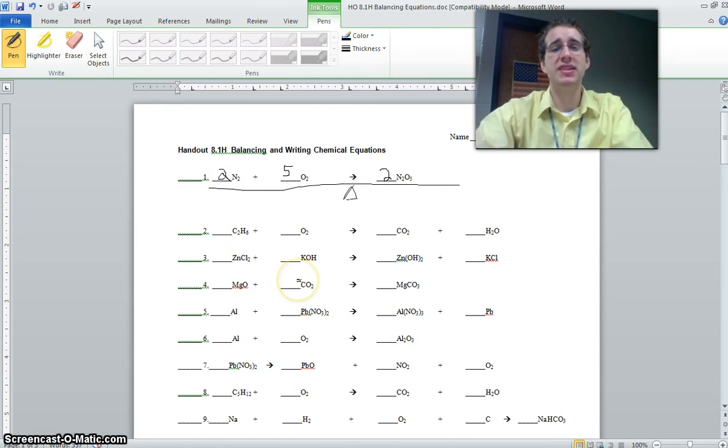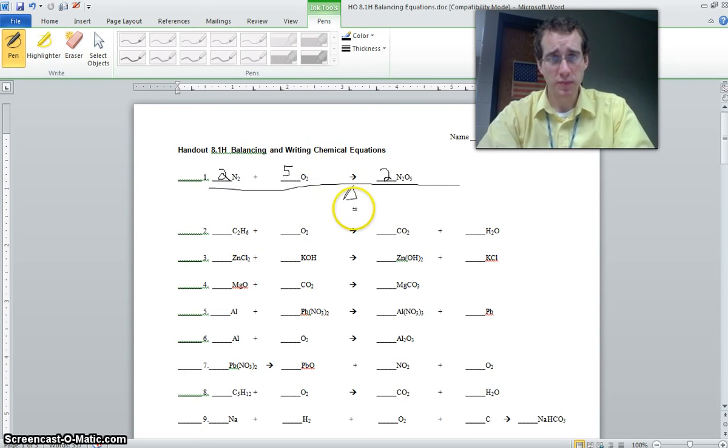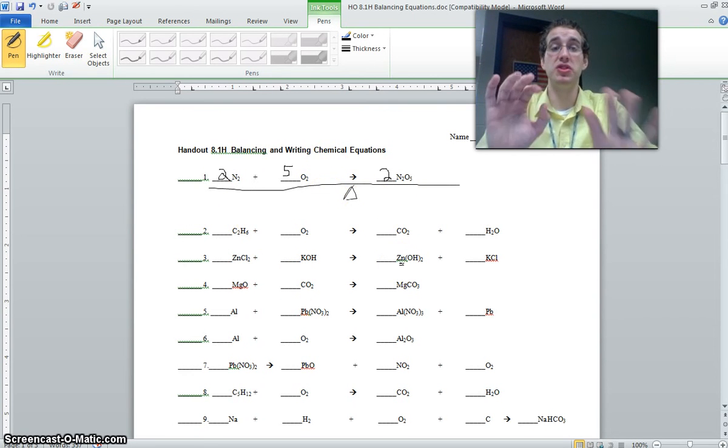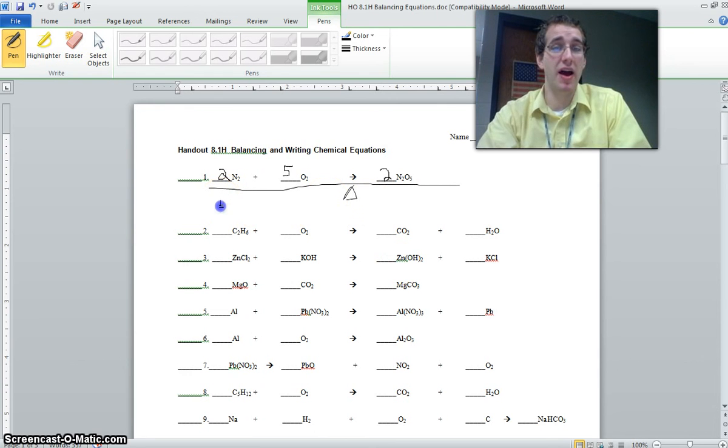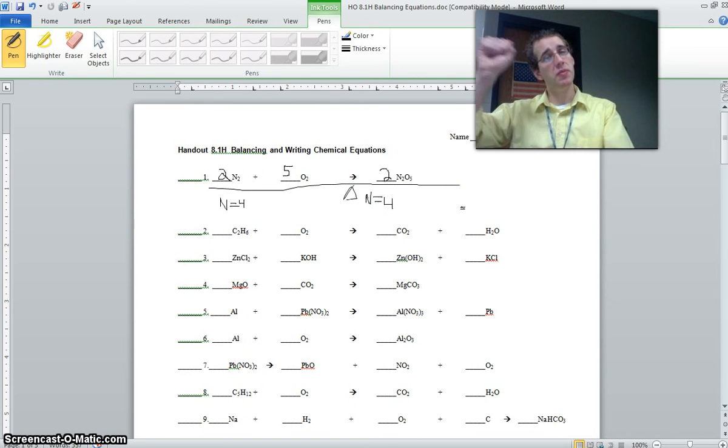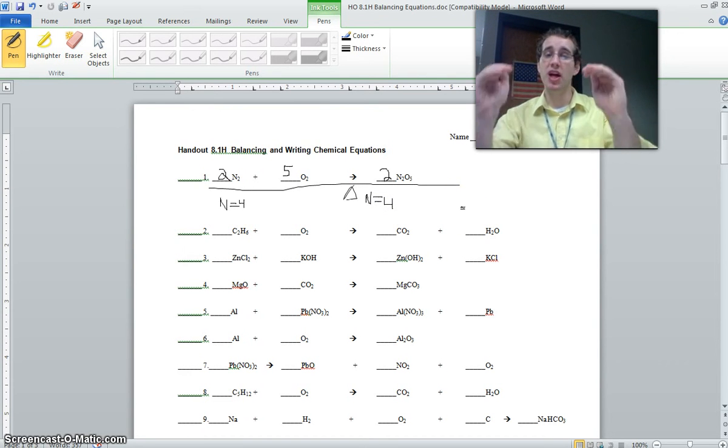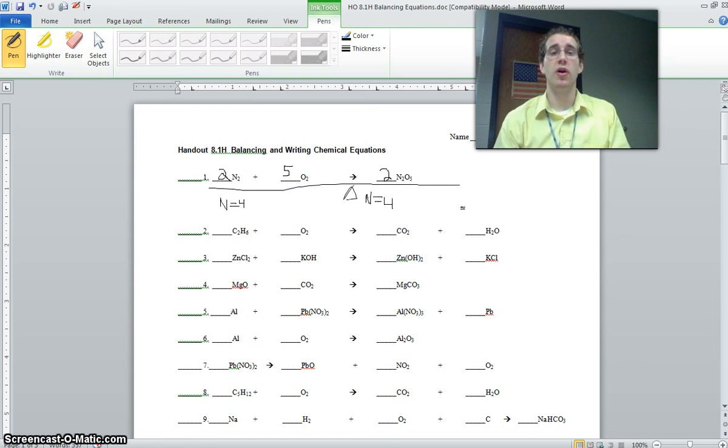Now notice I added some extra space down below here to be able to draw my teeter-totter, to start to label. If I needed to, I could label, okay, I've got 4 nitrogen here, and I've got 4 nitrogen on this side. Okay? I have found in the past that students find it incredibly helpful if you've got a separate sheet of paper to keep track of how many of each type of atom you have in your balanced chemical reaction.